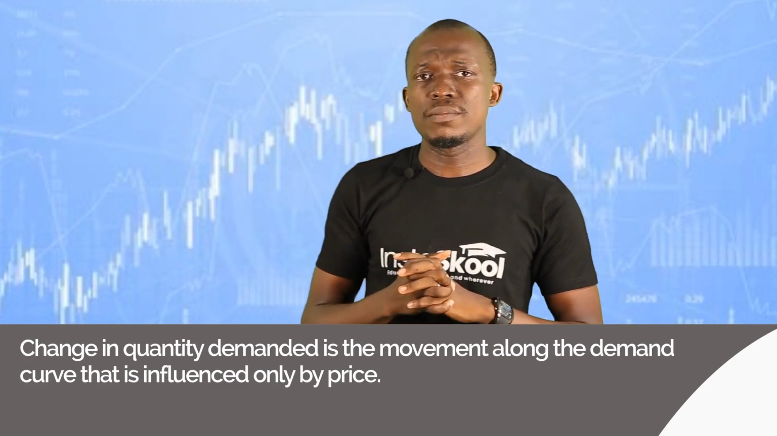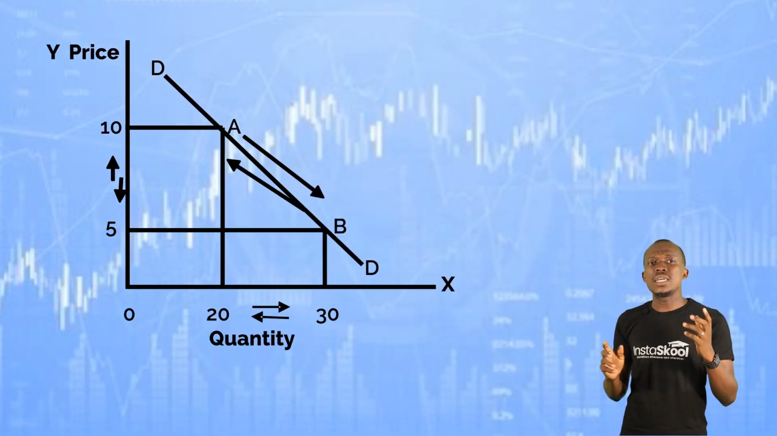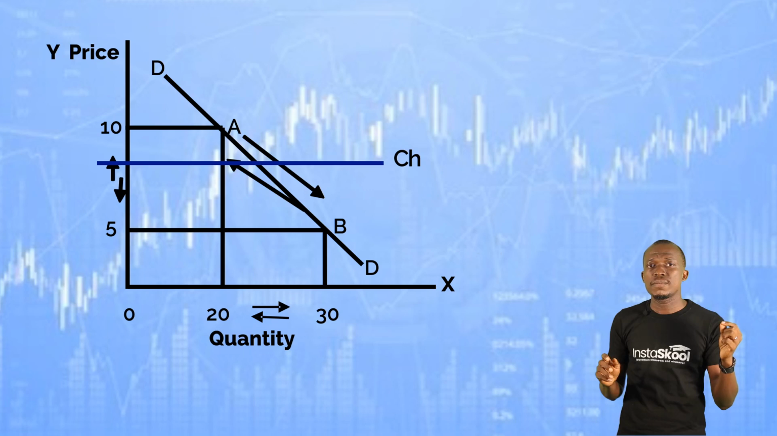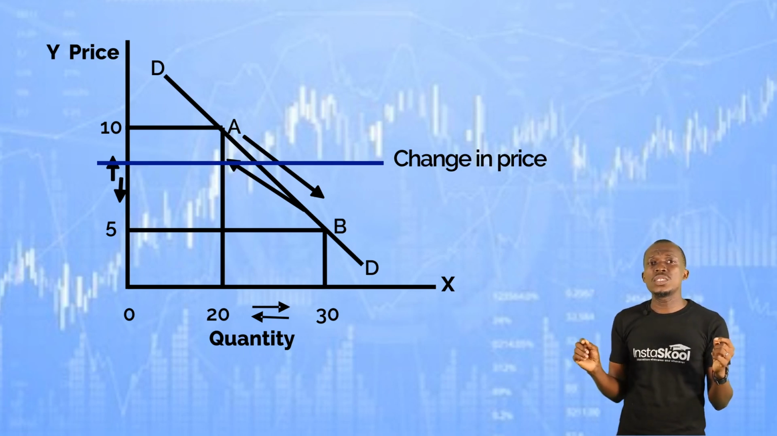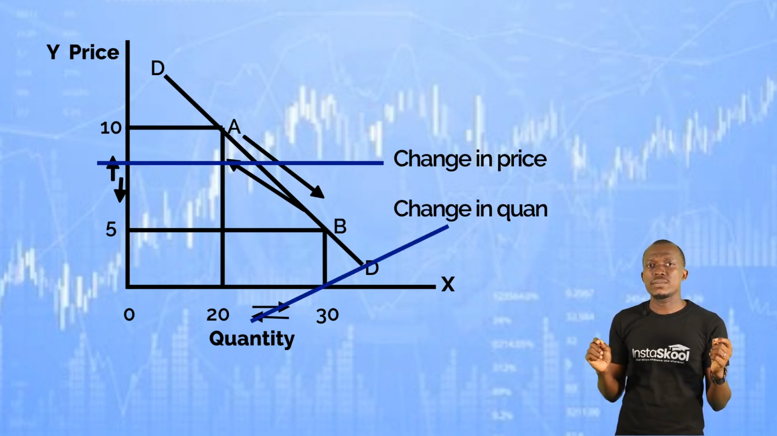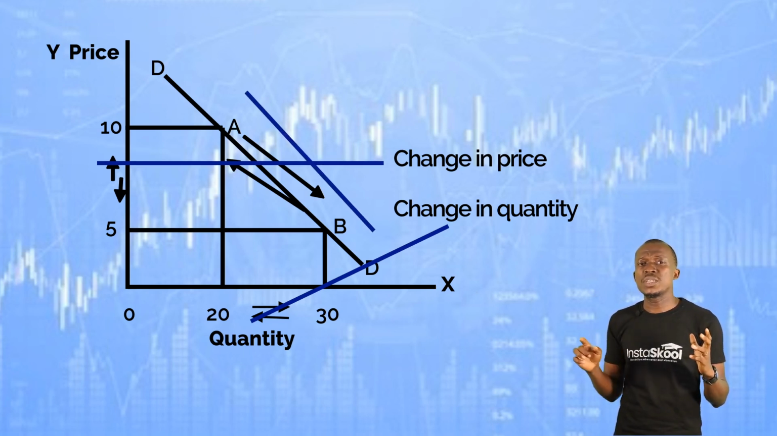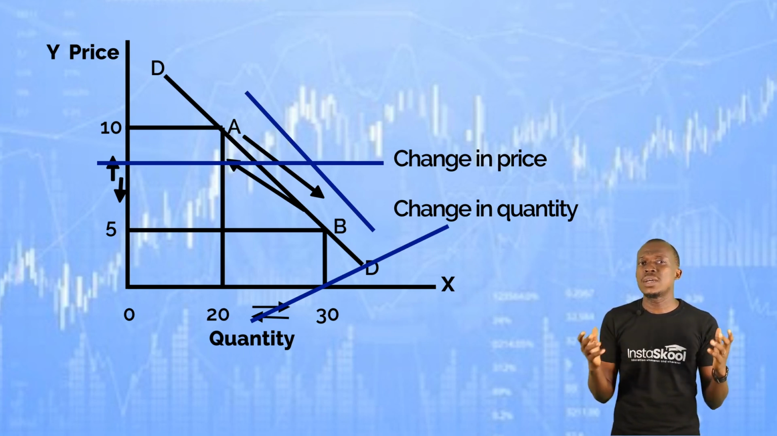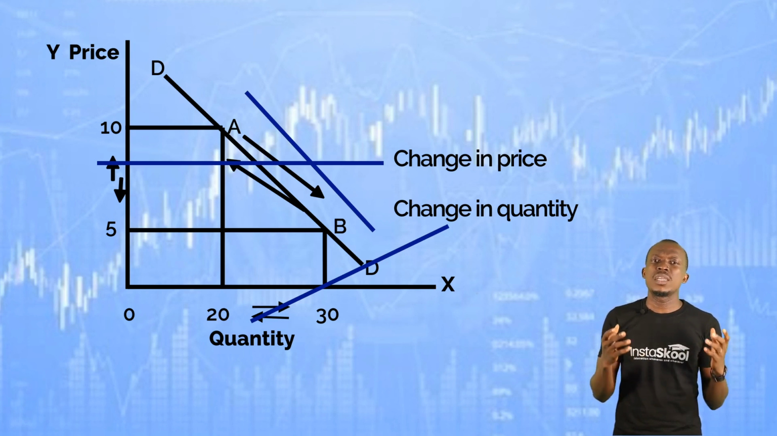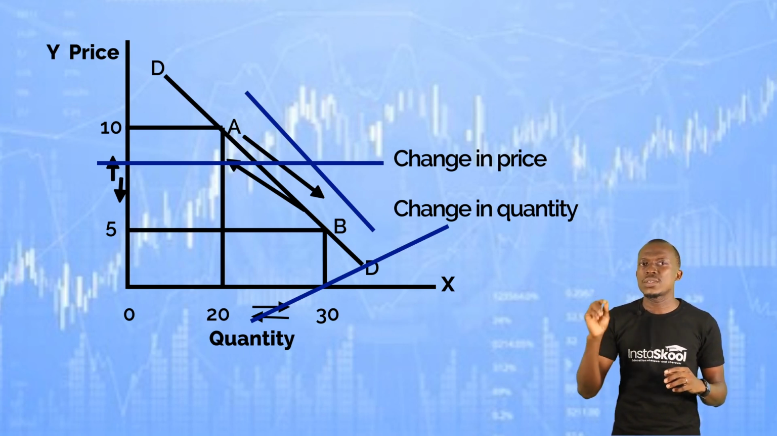Take a look at this diagram. When price changes between 5 and 10, quantity demanded also changes between 30 and 20 and makes the demand curve have movement along that curve from point A to point B. All the movement along this curve is called movement along the demand curve or change in quantity demanded. And change in quantity demanded is caused by the price of that commodity.